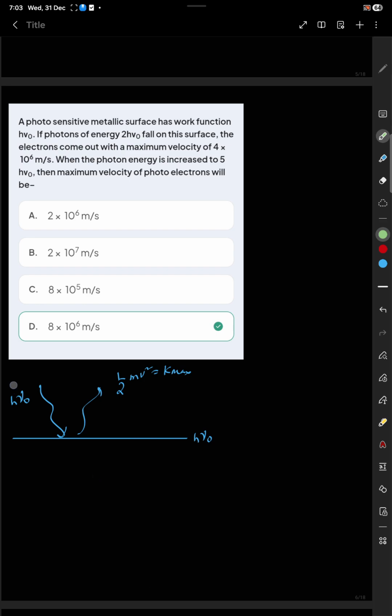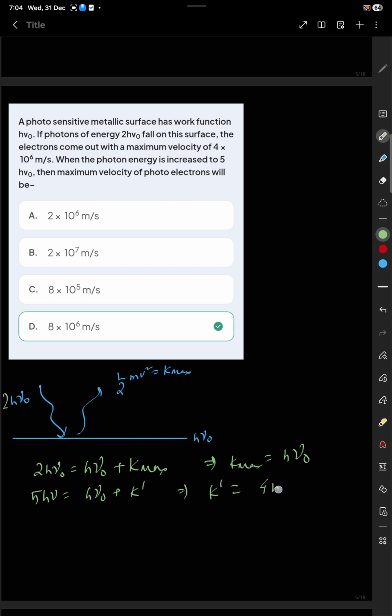So 2h nu naught is given, so you may write 2h nu naught equal to h nu naught plus K max. This you can write, and from here also you can get K max is equal to h nu naught for the first case. Whenever the photon energy is increased to 5 h nu naught, h nu naught plus K dash, I can say, so K dash becomes 4h nu naught. So this h nu naught is K max, so this is becoming 4 into K max.